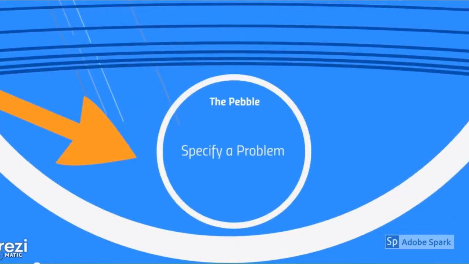The first step is to specify a problem. The pebble being cast into the pond is the problem or task that the learner will learn to solve or accomplish.